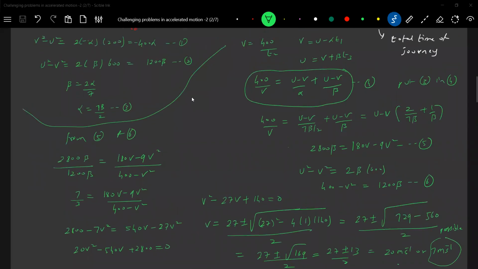I think I lost some connectivity. Okay, meanwhile I wrote it. I scribbled.